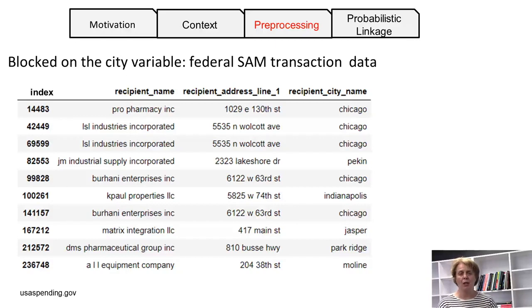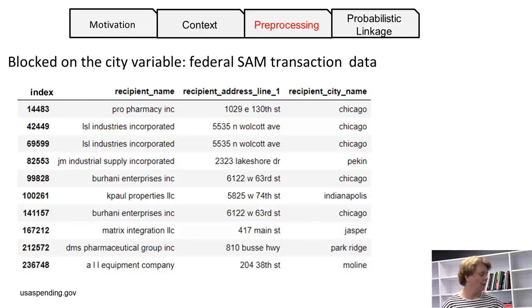Now, I should say the pre-processing on these data sets has been done before we're showing it here. There's no point in going through making sure that Chicago and Chicago are spelled exactly the same way. We've already done that for you. But you take a look at that, and it's pretty clear that index 42449 and 69599 are the same entity. So if you were thinking about unduplicating, you'd just collapse those two, and the others are different.